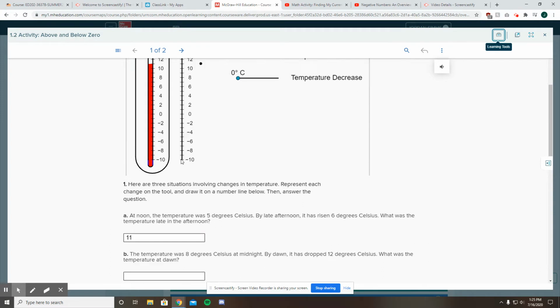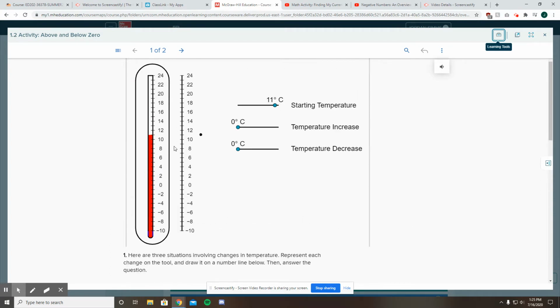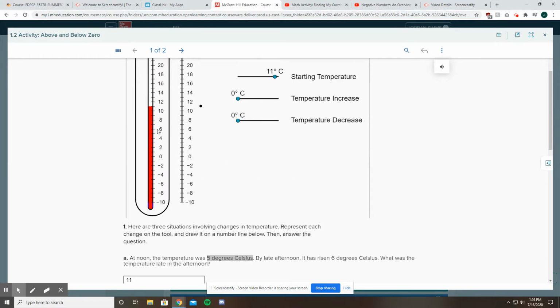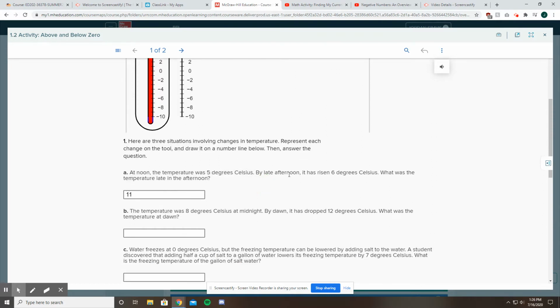Whenever we're dealing with temperatures, comparing positive and negative numbers, you want to keep a lookout for keywords and know where your starting temperature is. For example, right here it says the temperature is 5 degrees Celsius. So you'd go up to your initial thermometer and find where 5 degrees Celsius would be, right there between 4 and 6, because 5 obviously goes between 4 and 6.